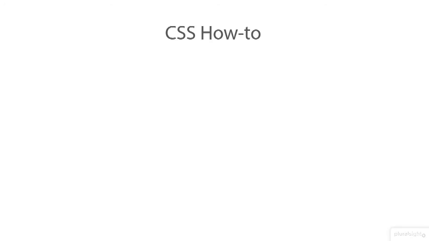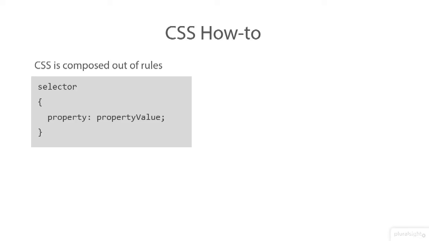Before we'll add styles to the pages we already created in the previous module, I want to make sure you're on board with the basic rules of the CSS game. CSS itself is composed out of rules. A rule is in itself a combination of a selector and one or more style declarations. A selector is used to indicate which HTML elements are the target of the style declaration. We'll look at possible selector types in the next slides.